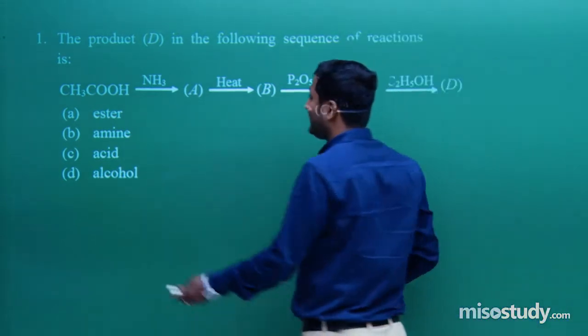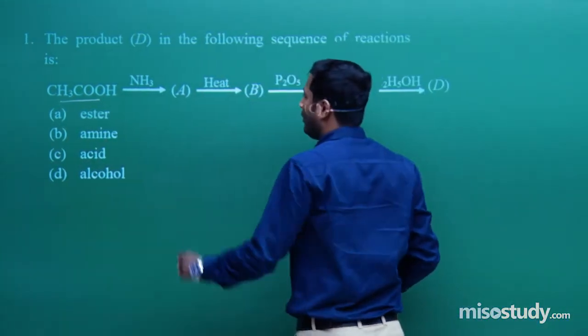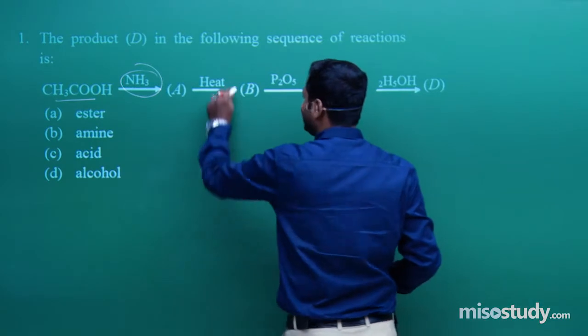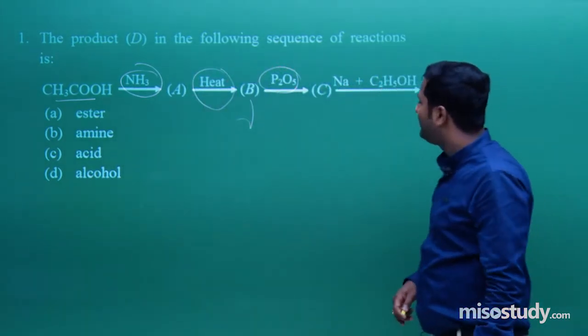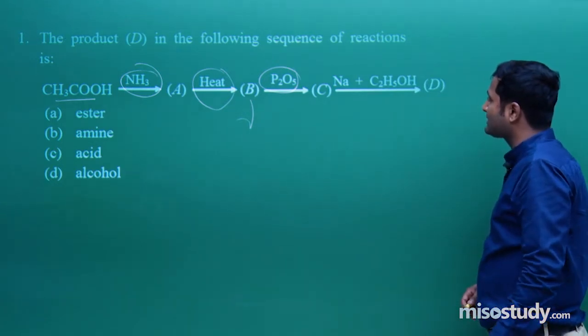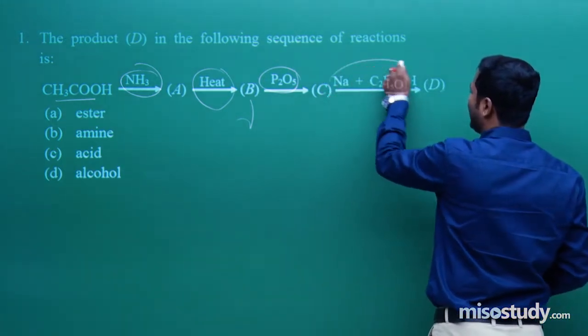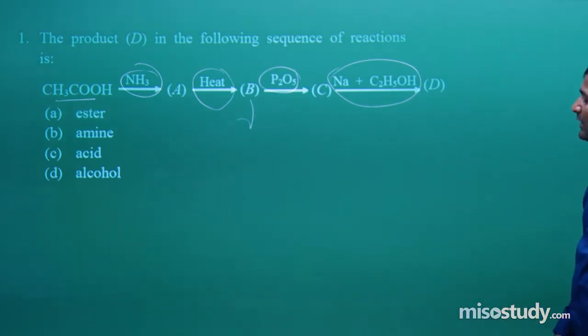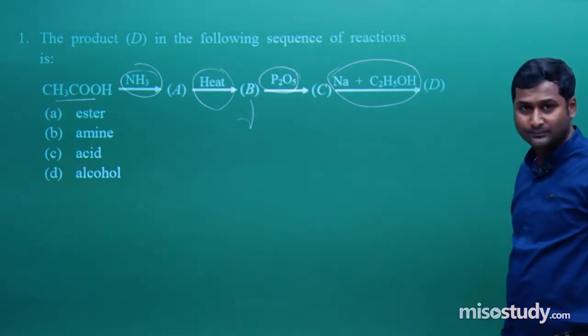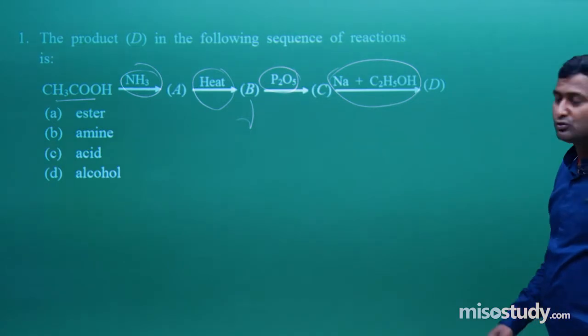First one is this acid on treatment with base. Then on further heating it gives B. On treatment with P2O5, phosphorus oxide, and on treatment with Na/C2H5OH, then what will happen? What is the product in this case? That's the question. Check how to solve it.